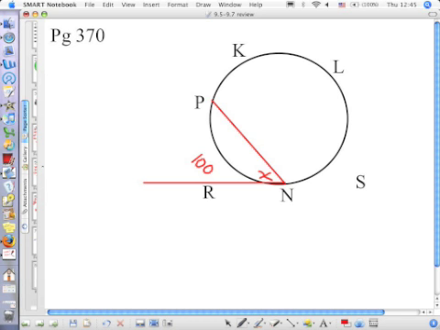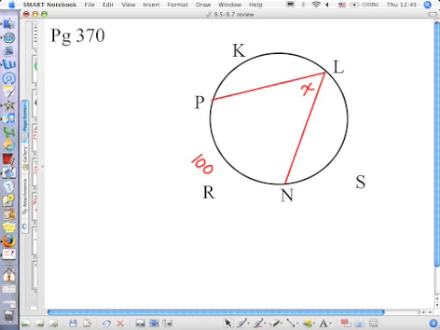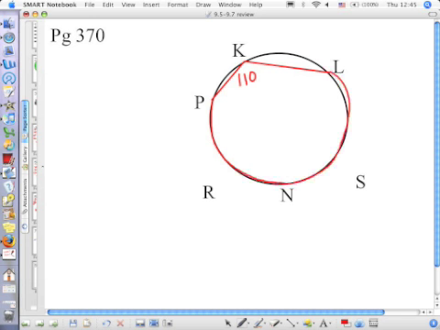Okay? Then number 18. Let's start with what we're looking for. Let's start with the angle this time because it's easier to draw the angle. The measure of angle K. This is how angle K was formed. It's 110. The question is, what is the measure of arc PNL? 220. It's 220. This is so easy.